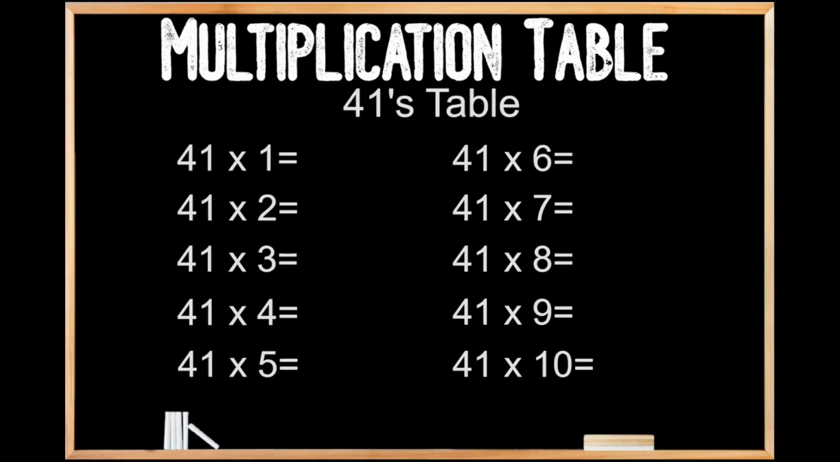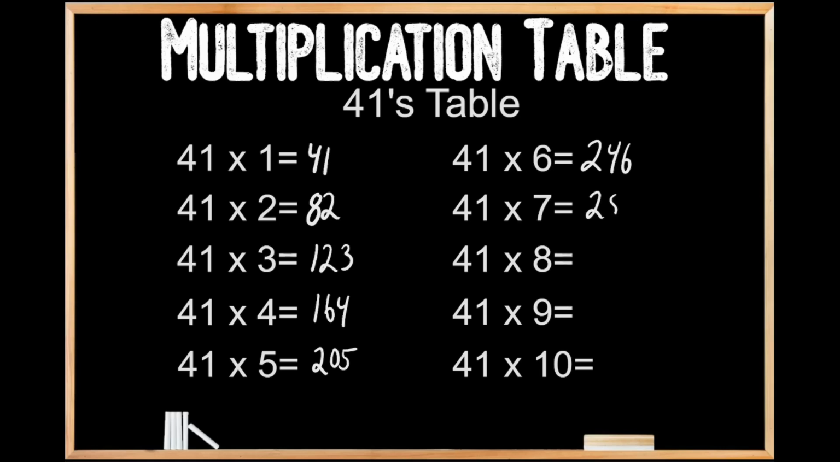41's table. 41 times 1 is 41. 41 times 2 is 82. 41 times 3 is 123. 41 times 4 is 164. 41 times 5 is 205. 41 times 6 is 246. 41 times 7 is 287. 41 times 8 is 328. 41 times 9 is 369. And 41 times 10 is 410.